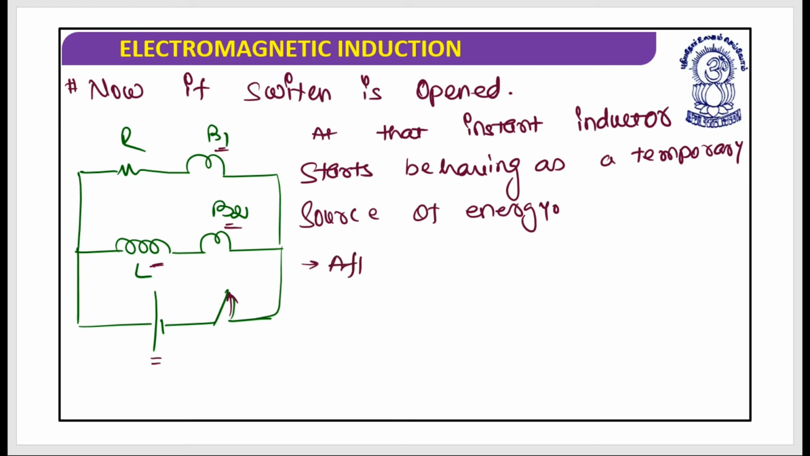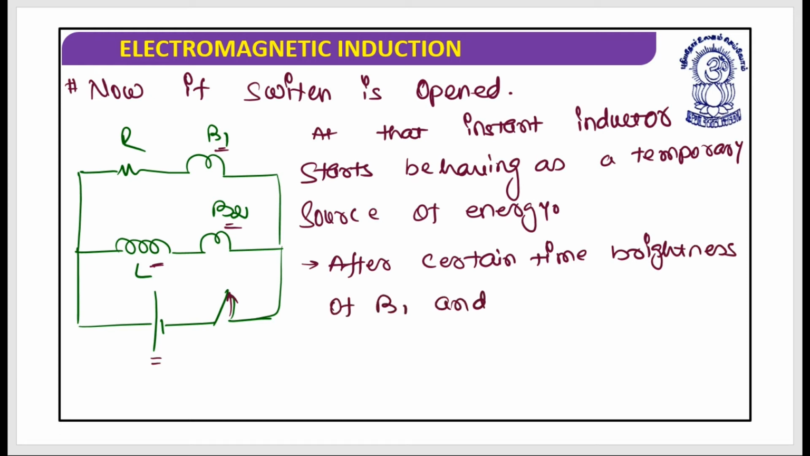And after a certain time, the brightness of B1 and B2 will be equal, because now they behave in a series circuit. If you observe that the inductor is a source of energy, just like a battery, then B1 and B2 will be in a series circuit, and when they are in series, the current would be the same. If the current is the same, their brightness will be the same.